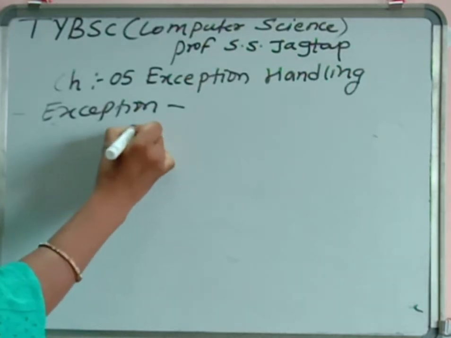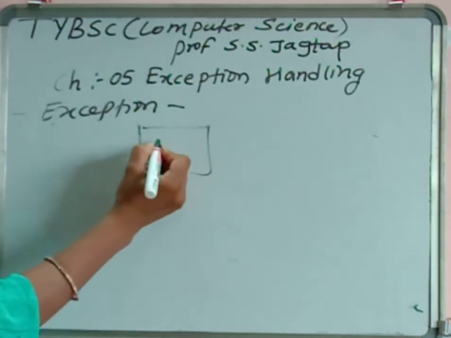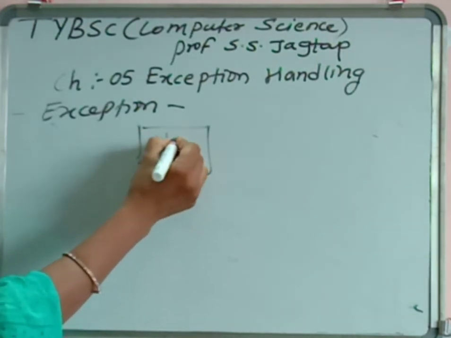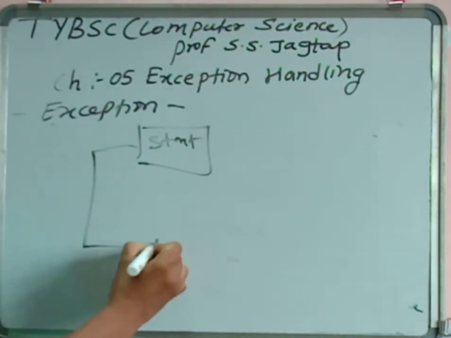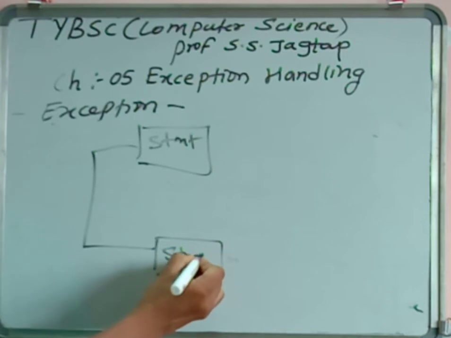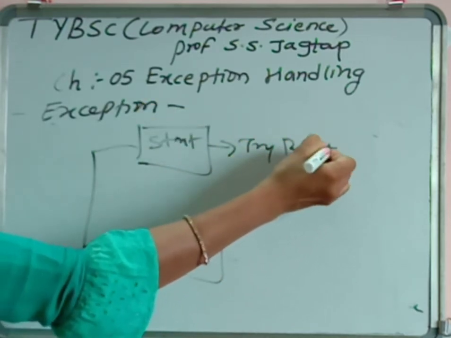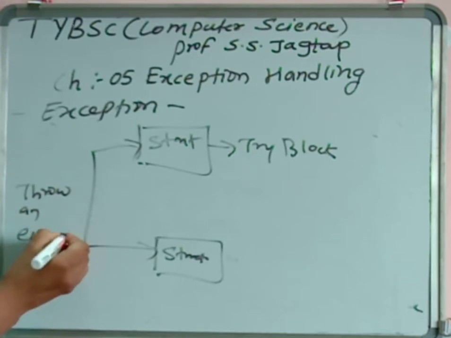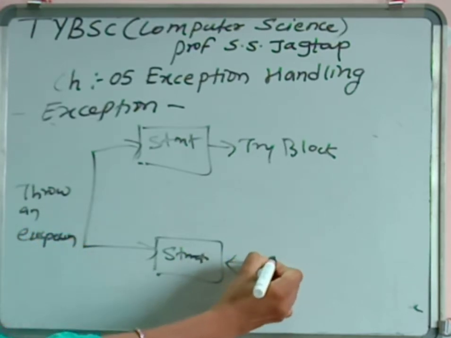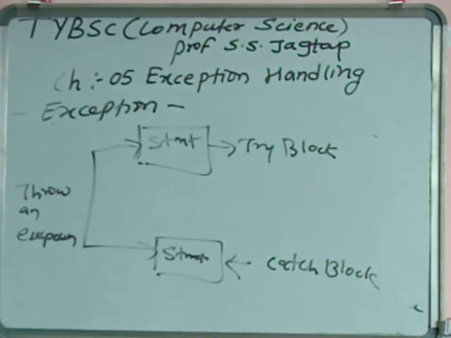Suppose this is a try block, which contains statements. The try block will throw an exception, which is handled in the catch block. This is the scenario for exception.